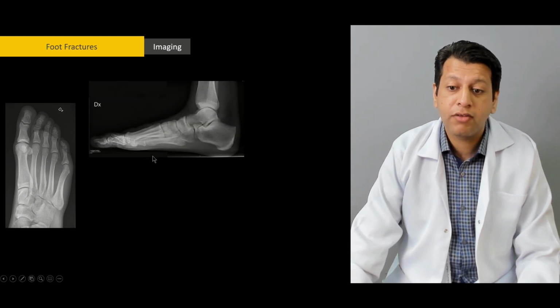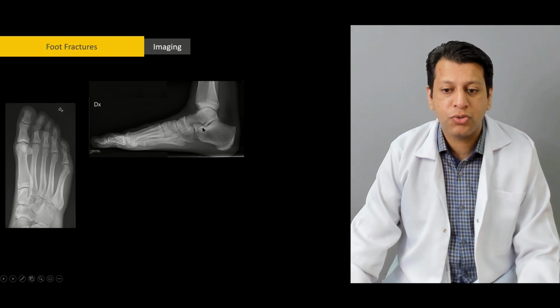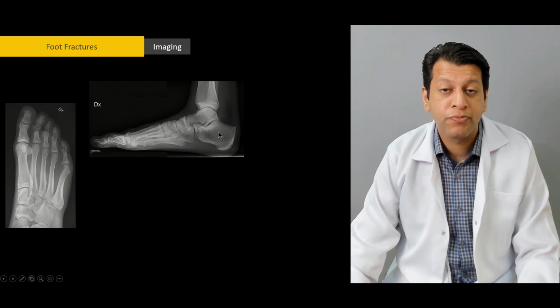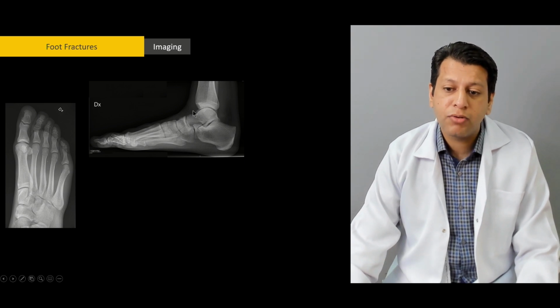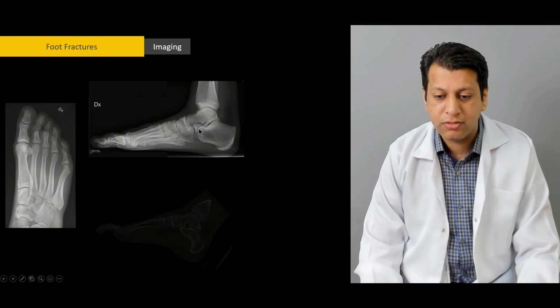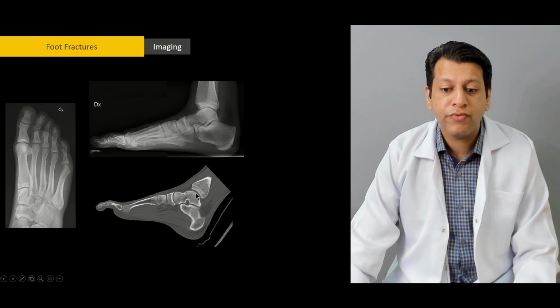Now this is the lateral view of the ankle as well as the foot. You can appreciate the subtalar joint, the talonavicular joint as well as the tibiotalar joint, and this is what you need to look at, especially in the case of the talus. If there is a fracture, it would be present over here in the neck area or in the body, and you need to look at the subtalar joint and the tarsal canal as well. You can appreciate the tarsal canal is very much intact.